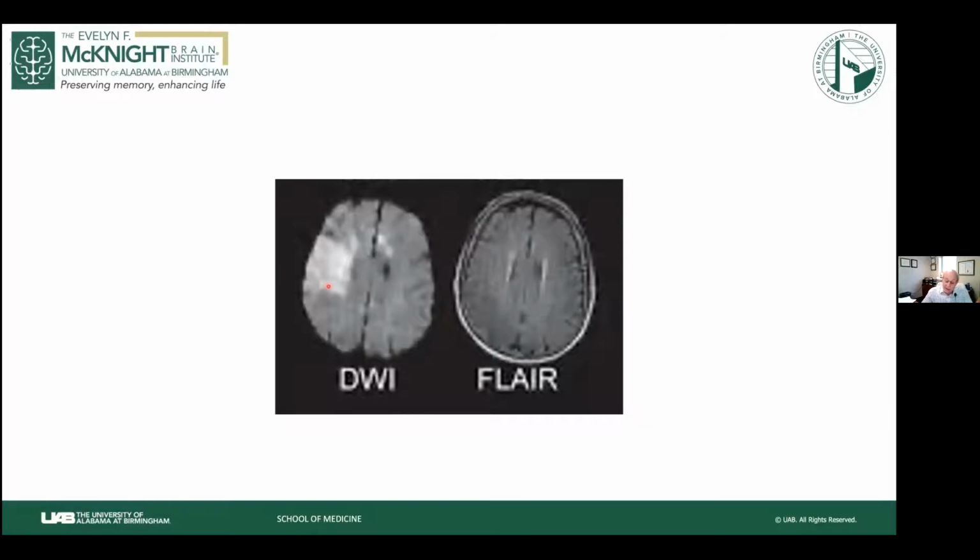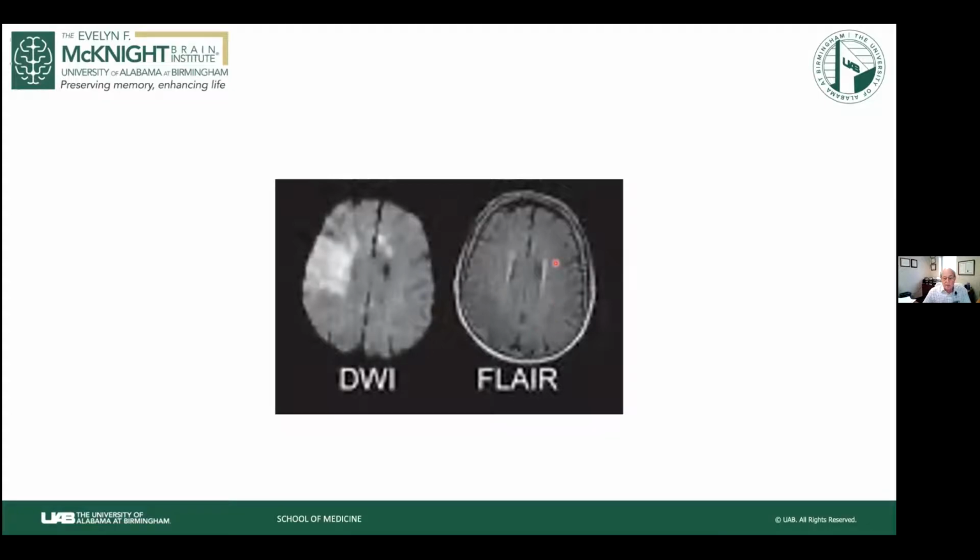A CT scan, when done acutely, often does not show a stroke because it takes time for the pathology, as a CT measures it, to become clinically apparent. And so when MRIs came out in the 80s and 90s, we began to realize that there was the ability to detect acute stroke, especially when they developed a diffusion weighted image.